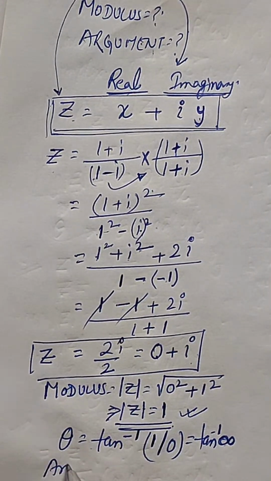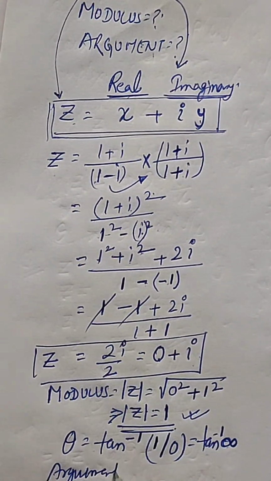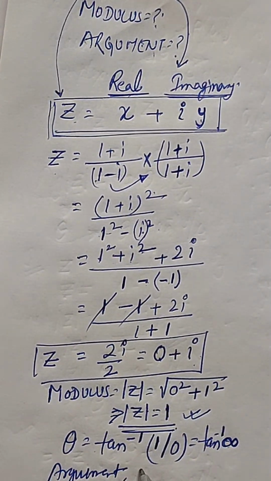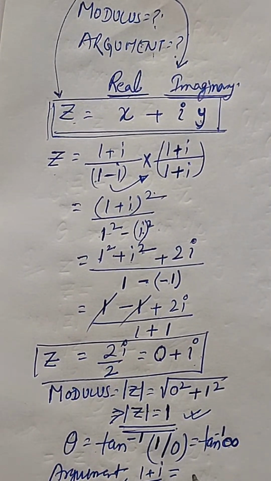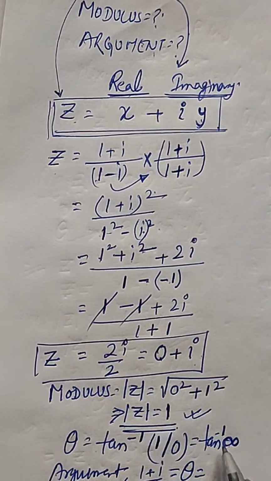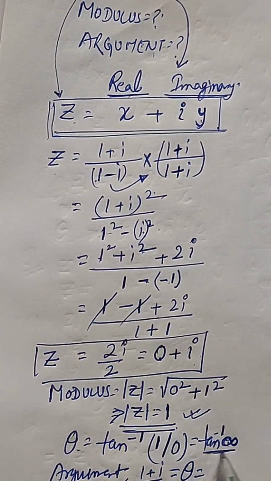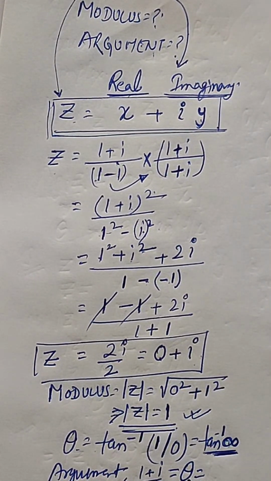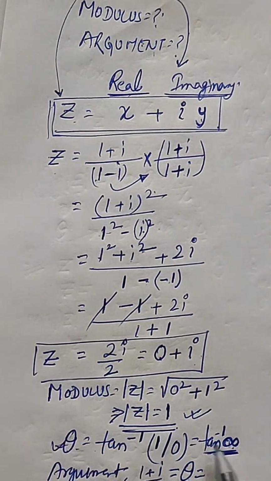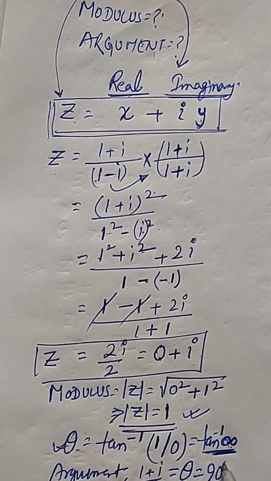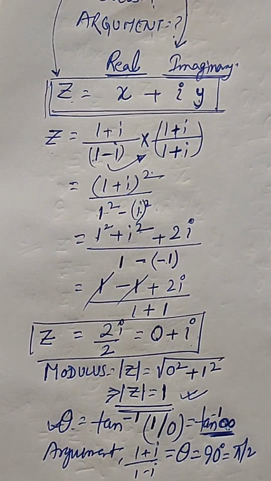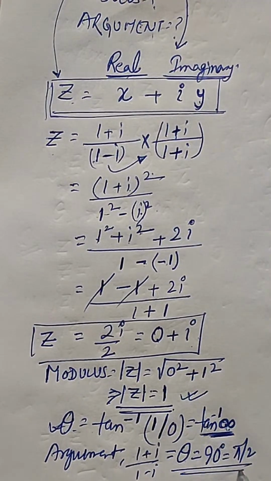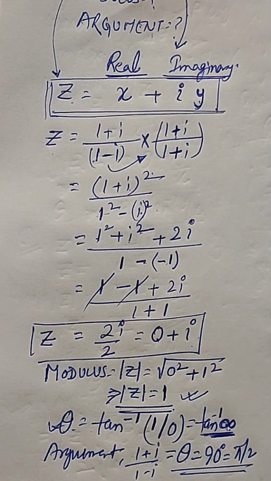So the argument of the complex number (1 plus i) by (1 minus i) is nothing but the value of theta, which is coming over here as, when you see that infinity, you get that theta is nothing but 90 degrees or pi by 2. So this is the value of argument for the above complex number, my dear friends, right? So in this way we can solve multiple questions.